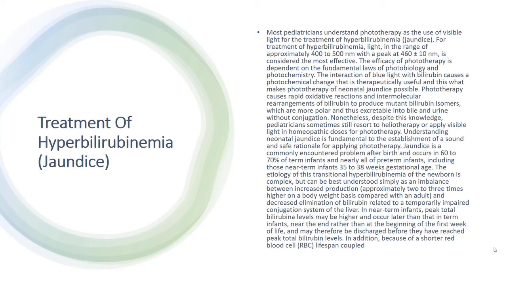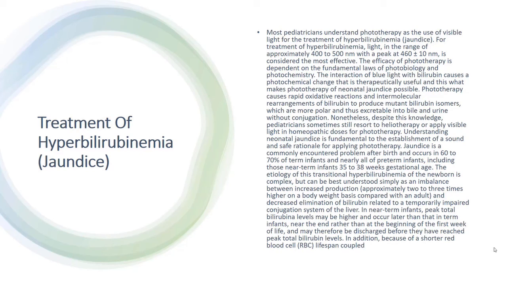Treatment of jaundice. Most pediatricians understand phototherapy as the use of visible light for the treatment of jaundice. For treatment of jaundice, light in the range of approximately 400 to 500 nanometers is used. Jaundice is a commonly encountered problem after birth and occurs in 60 to 70% of term infants and nearly all preterm infants, including near-term infants, 35 to 38 weeks gestational age.